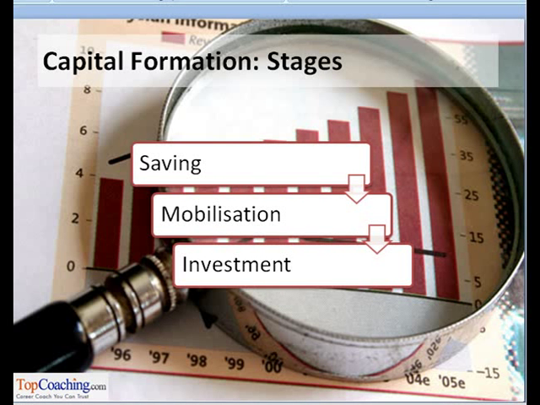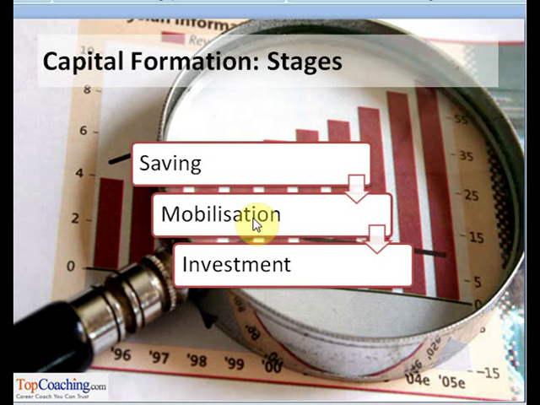Now, as we have already discussed capital as a factor of production, let us see how capital can be created. Capital formation has three stages: saving, mobilization, and investment. So let's take up the first stage, that is saving. Those people who have income must have the ability and the willingness to save some part of it.